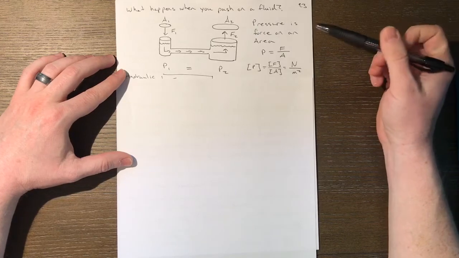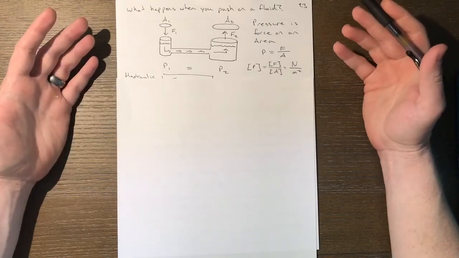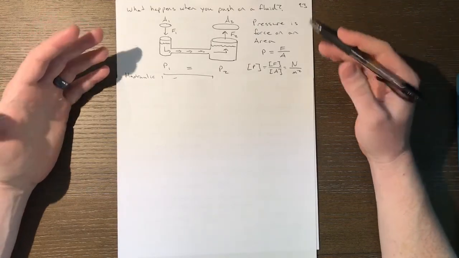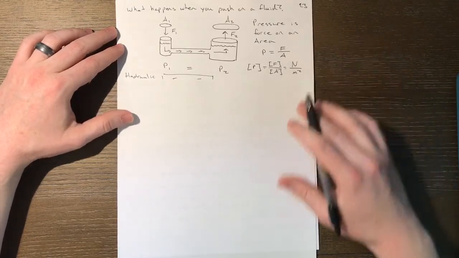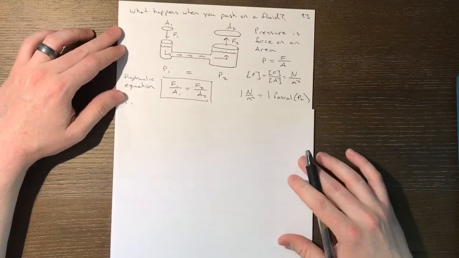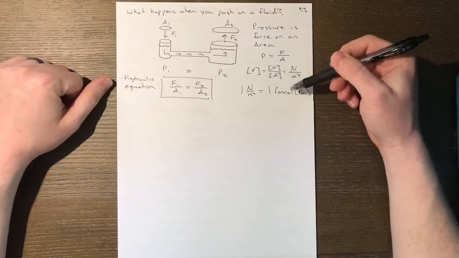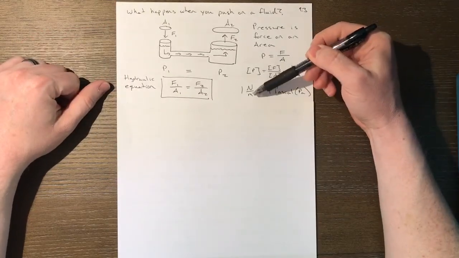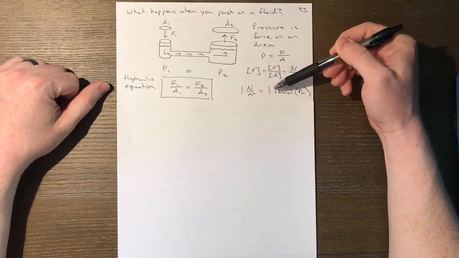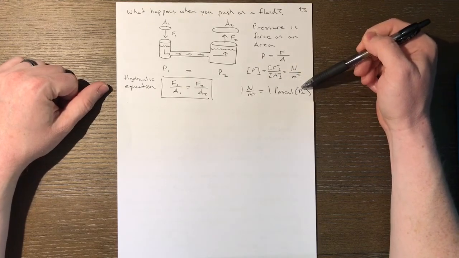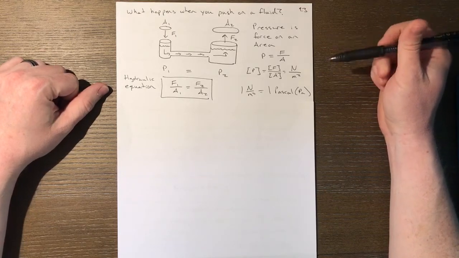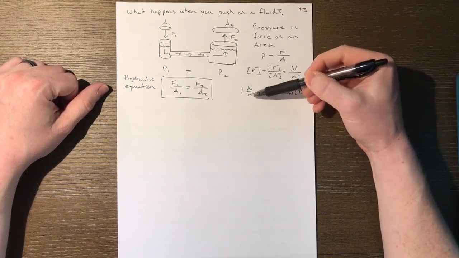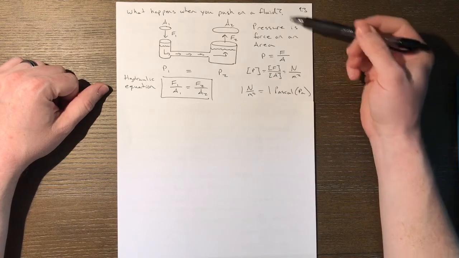Newtons per square meter, or you might be more familiar with something like pounds per square inch, is a measure of pressure. And it turns out there's actually a special name for that, the Pascal. 1 Newton per square meter is referred to as 1 Pascal, which is abbreviated as Pa, capital P, lowercase a, for pascals, which just means Newton per square meter. But back to our setup here.